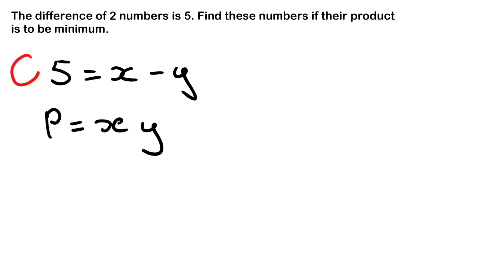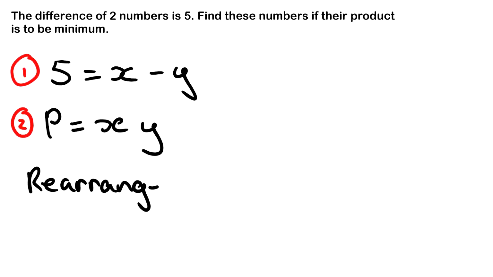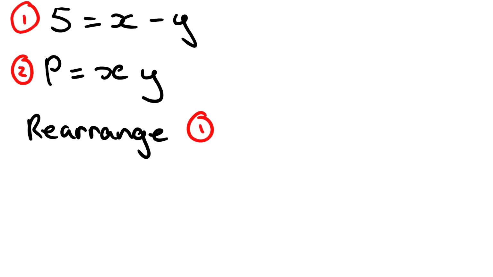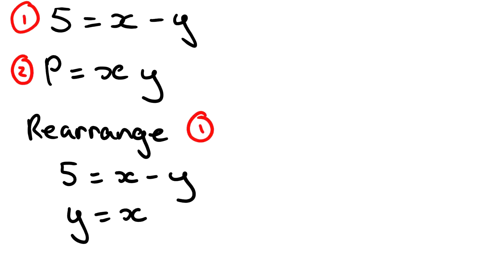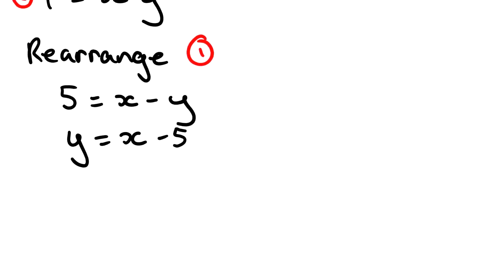Because we've got multiple things going on, I'm going to label 1 and 2. So I want to rearrange equation 1 to try and get something I can substitute in, because we're doing simultaneous equations at this point. I want to rearrange to get y as the subject. So I plus the y over and then minus the 5, and I end up with y equals x minus 5, which can be number 3.